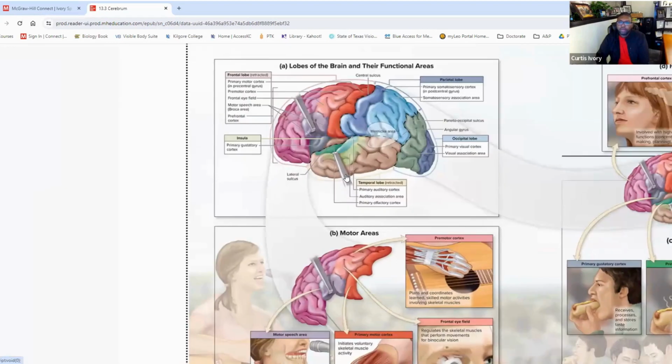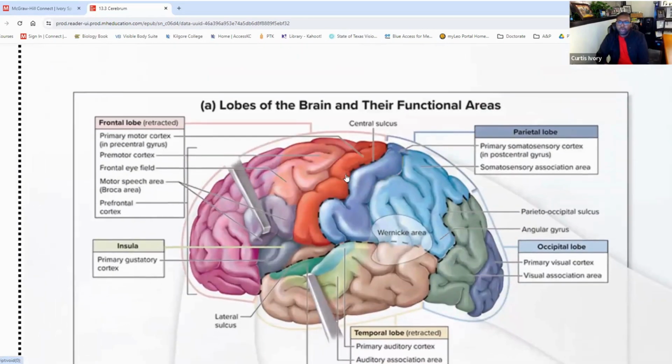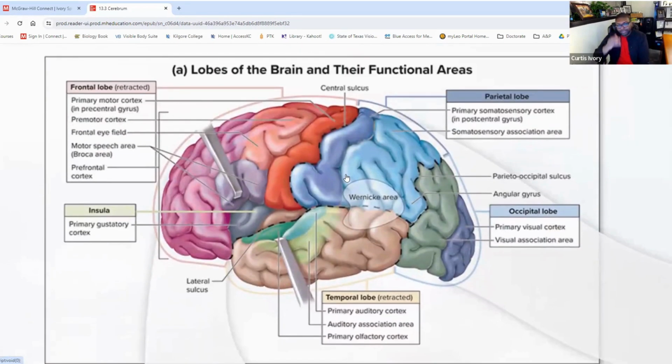So if we take a look here, we can actually see the functional areas of the brain. The frontal lobe is essentially for primary motor cortex. Remember, motor means movement. Also, the frontal eye field, which is essentially the way our eyes interpret things. Not only does this happen in the occipital lobe, but it also happens in the frontal lobe, for us to understand what's happening.